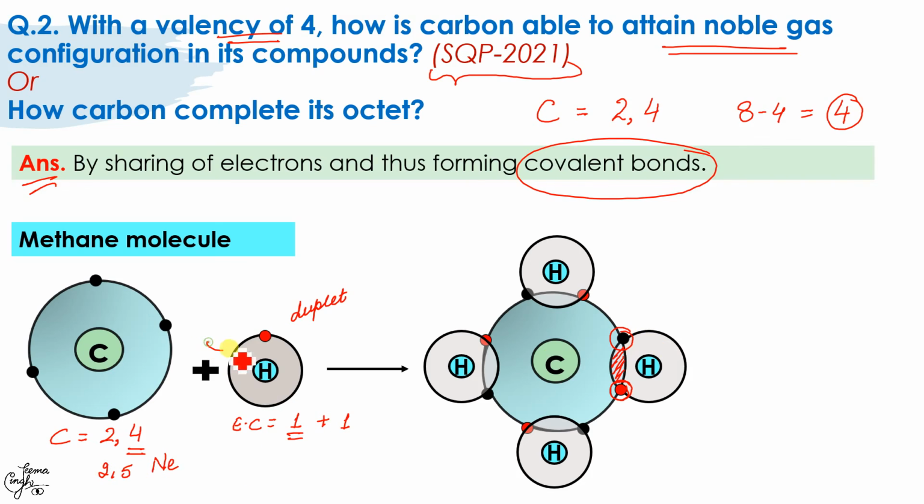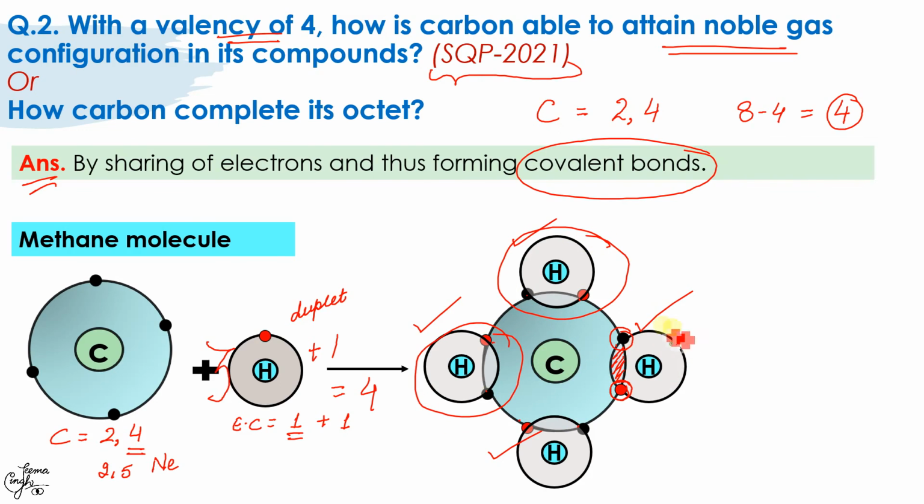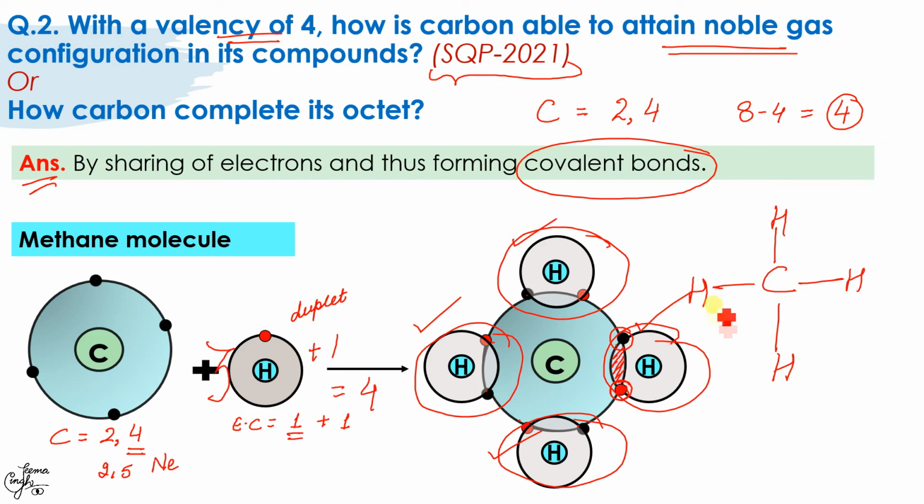So we'll have 3 more hydrogens. 3 plus 1, so a total of 4 hydrogens. 1 I've shown here, the second is here, the third is here, and the fourth is here. So you see now 1, 2, 3, 4, 5, 6, 7, 8. Carbon's octet is complete and every hydrogen's duplet is complete. And the bond that is formed by sharing of electrons, this mutual bond, is 1 here with this hydrogen, 1 with this hydrogen, 1 with this, 1 with this. So it's going to have 4 covalent bonds.